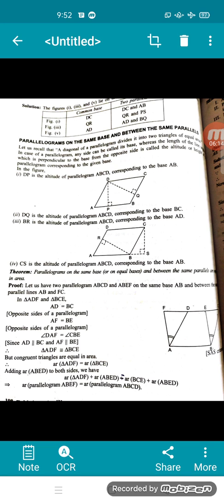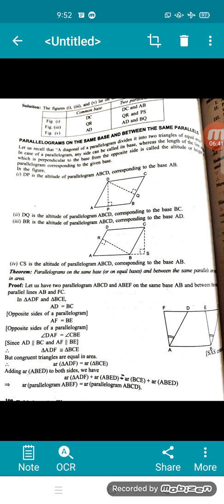Let us start. In triangle ADF and triangle BCE, first point, AD is equal to BC. Why? Opposite sides of a parallelogram are equal. Now AF is equal to BE, same reason, opposite sides of a parallelogram.